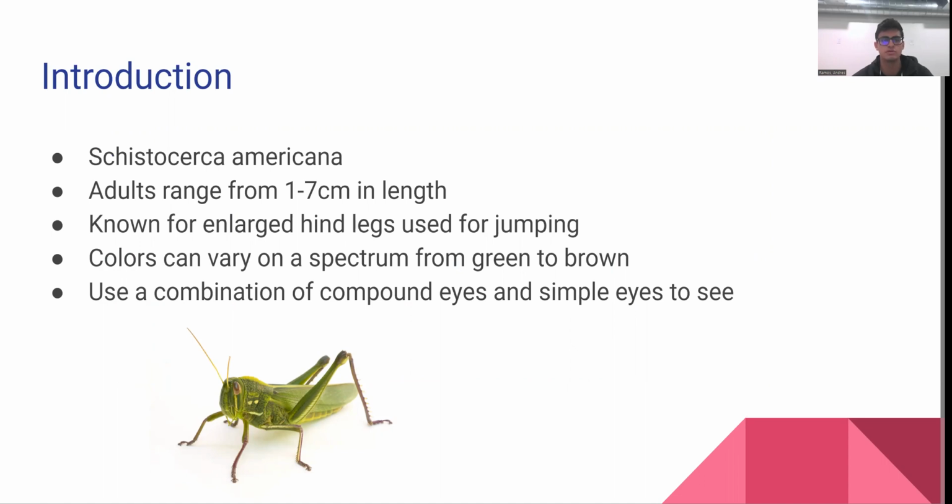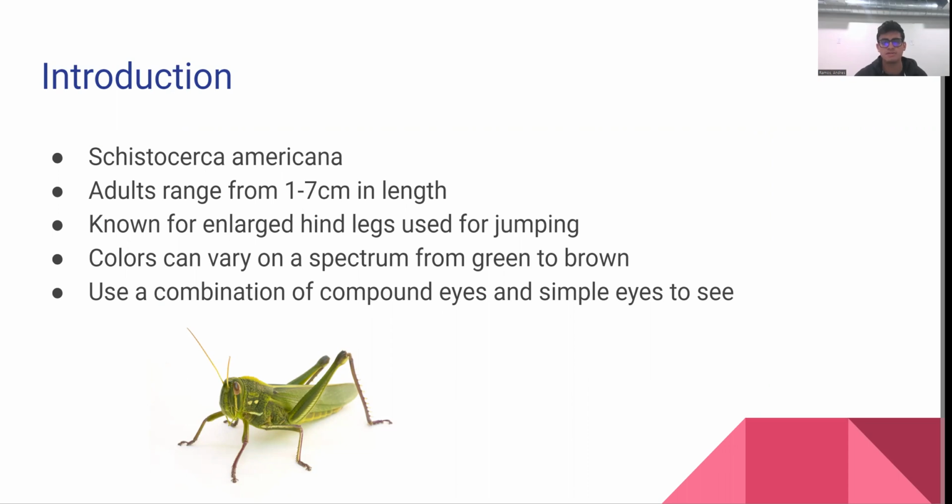That's what everybody usually calls them, but their scientific name is Schistocerca americana, and their adults can range anywhere from 1 to 7 centimeters in length. The most common feature that everybody identifies them by is their longer hind legs that they use for jumping. Their colors can range anywhere from green to brown, and anywhere in the middle.